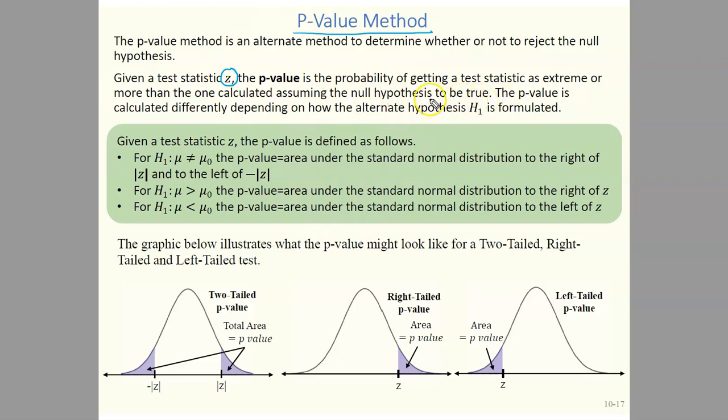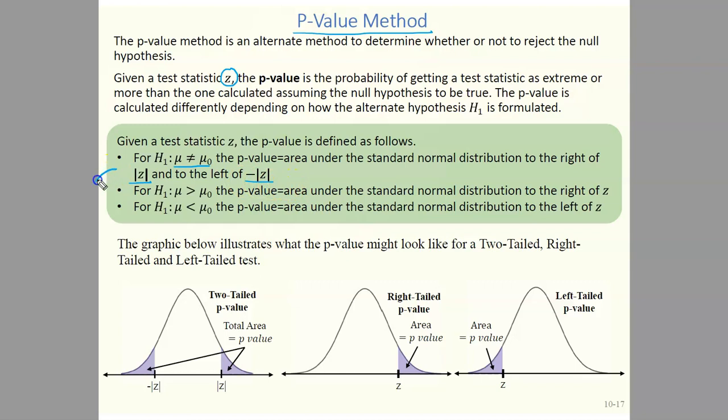So the p-value is calculated differently depending on whether you have a two-tailed hypothesis test or a one-tailed hypothesis test. Now down here we have the definition for it depending on what type of test you're using. So for a two-tailed test, that's where your alternate hypothesis is of this form, mu does not equal mu naught, then the p-value is the area under the standard normal distribution to the right of the absolute value of z and to the left of negative absolute value z.